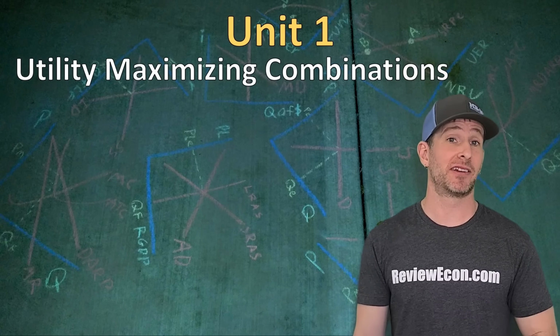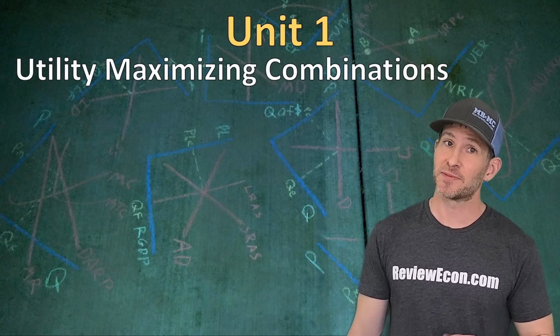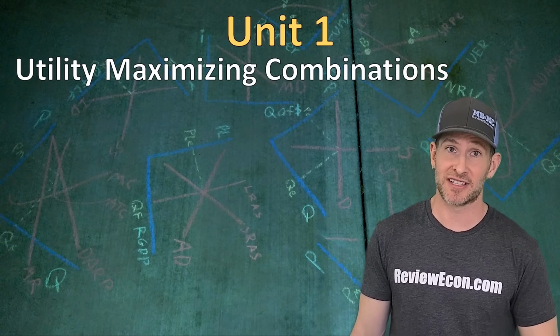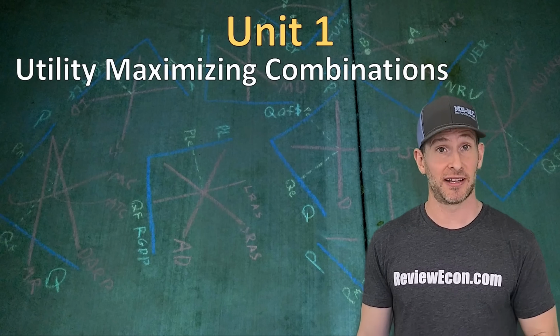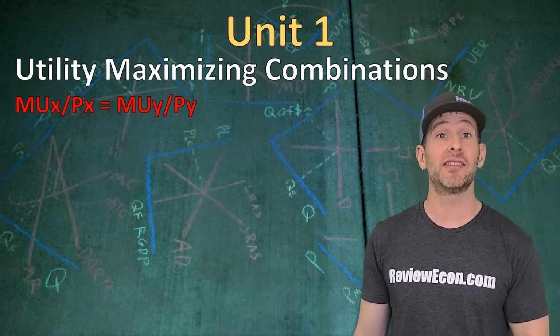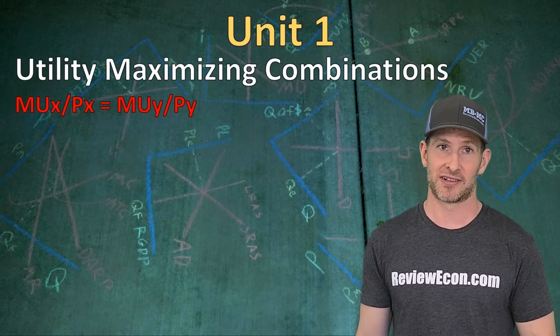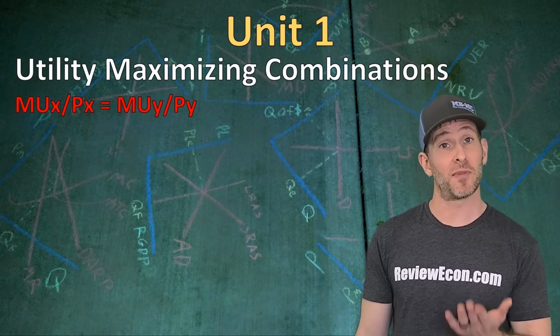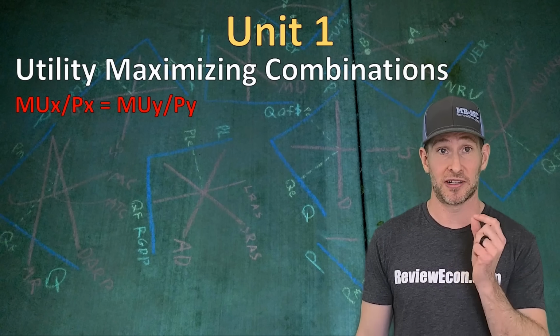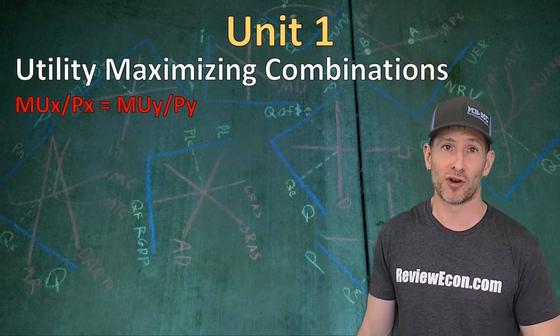The next bit of math you need to remember for Unit 1 is utility maximizing combinations. The best place to be when it comes to consuming different types of goods is having the marginal utility of one good divided by the price of that good equaling the marginal utility of the other goods divided by the price of those other goods. Marginal utility, don't forget, is the marginal benefit a consumer gets when consuming a good. Divide that by the price to get your marginal utils per dollar.